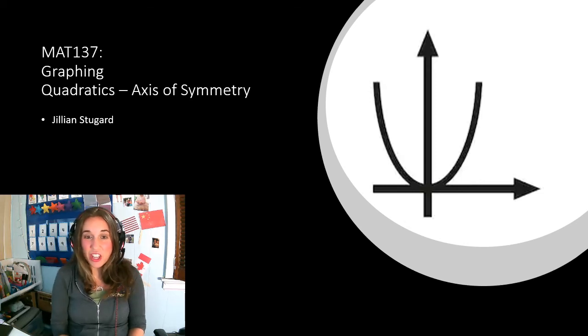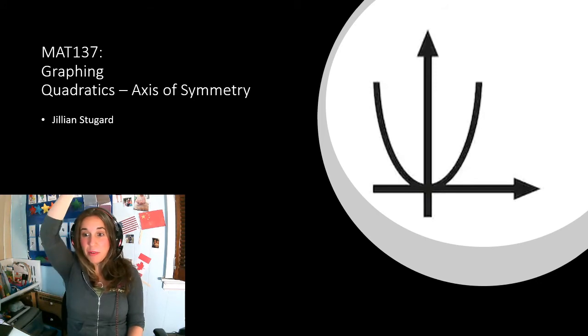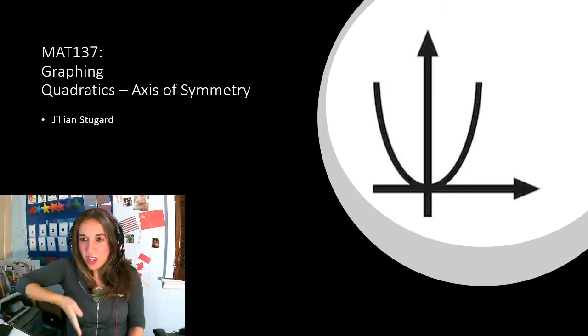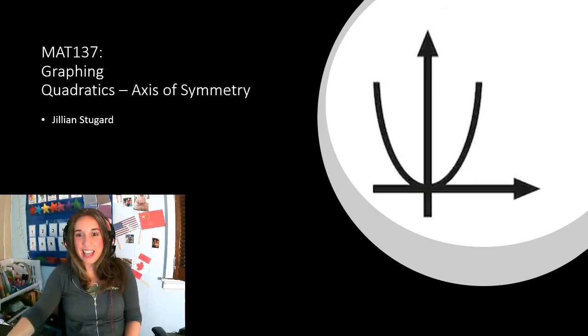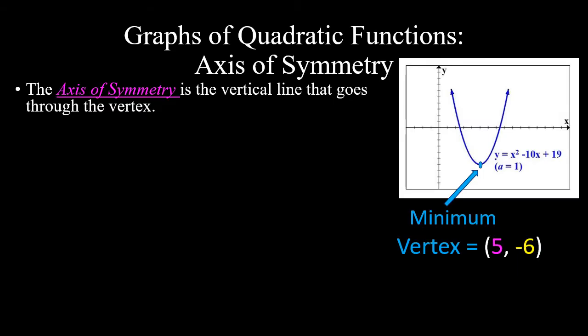So let's now take a look at the axis of symmetry. This is a special line that literally cuts our parabola right in half, and it runs up and down through the vertex. So let's take a look. So now let's talk about something called the axis of symmetry.